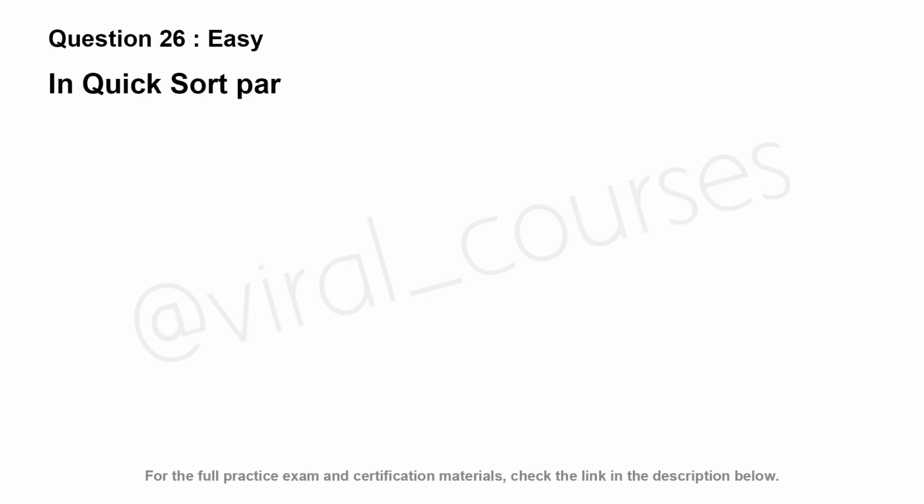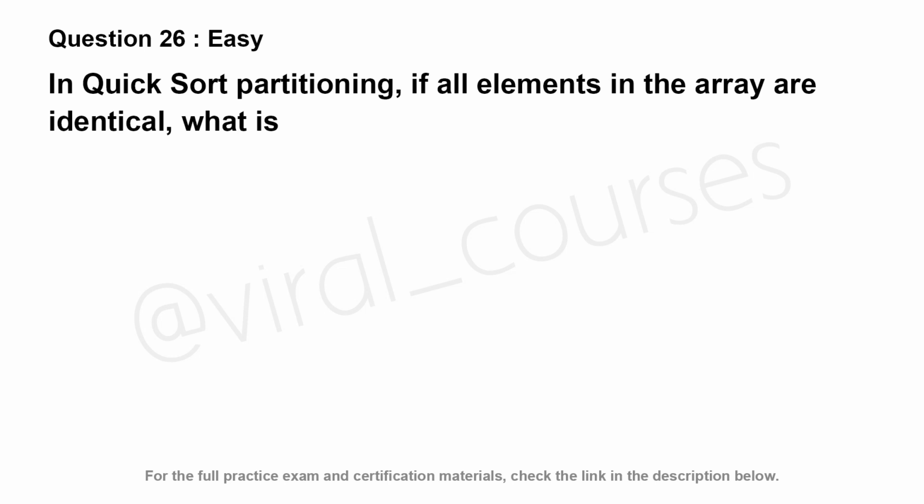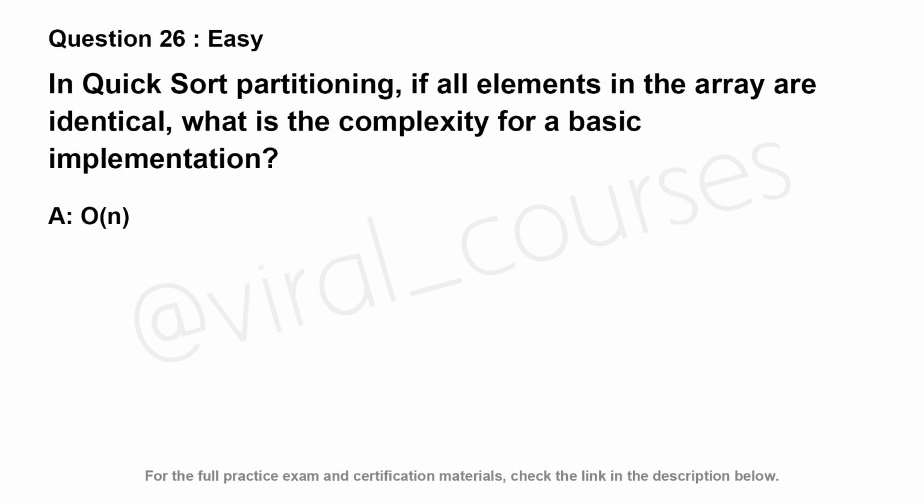In quicksort partitioning, if all elements in the array are identical, what is the complexity for a basic implementation? Option A, O(n). Option B, O(n log n). Option C, O(n squared). Option D, O(log n).